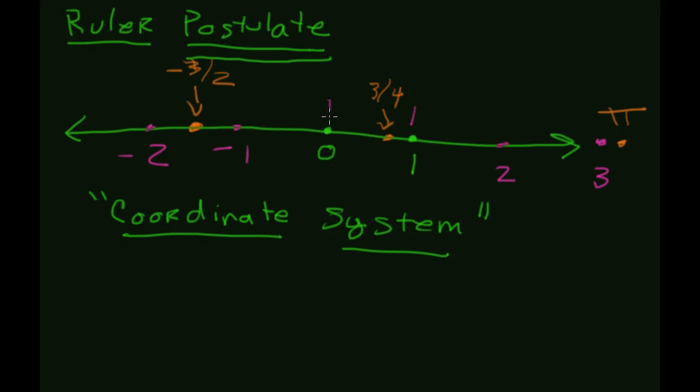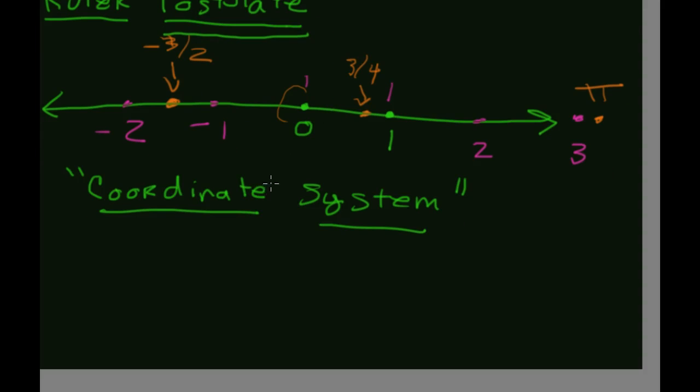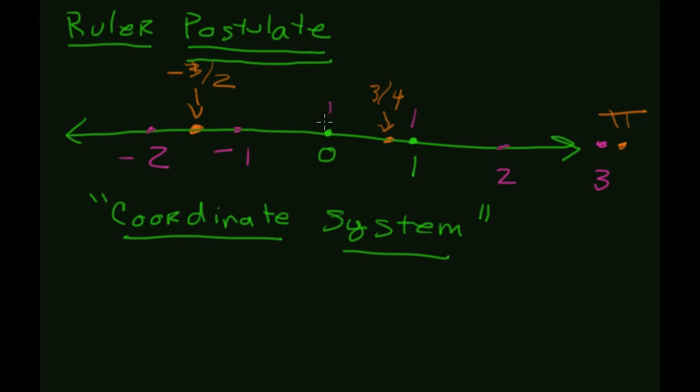Sorry about that. I need to know where the 0 is, and I also need to know where the 1 is. Once I know where these two numbers are, I know where everything else is. If I move the 0 or I move the 1, all the numbers move with it. Okay, so that's the idea of the ruler postulate: I can figure out where points are.